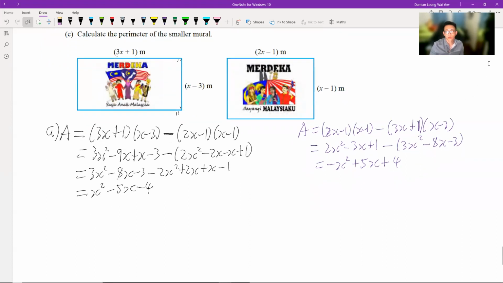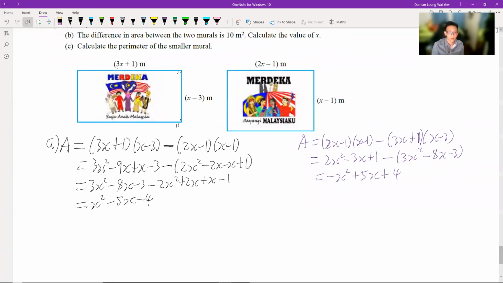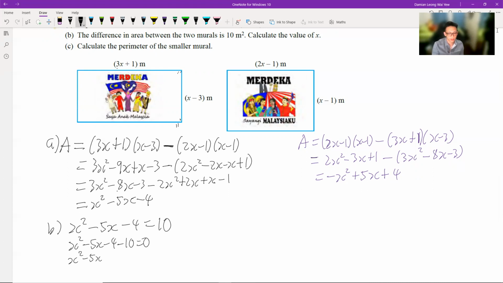Right. So they tell you the difference is 10. So if this one, then x squared minus 5x minus 4 equals 10. For part B, then I'll get x squared minus 5x minus 4 minus 10 equals 0. X squared minus 5x minus 14 is 0. Then I can factorize here. 14 is 2 times 7. To get minus 5, minus 7 plus 2.